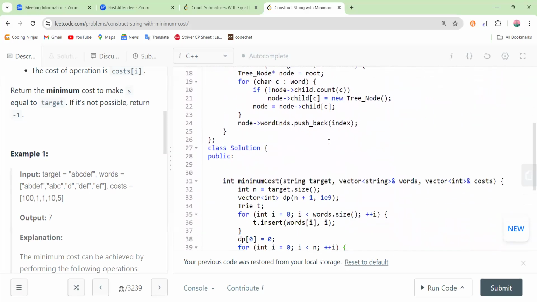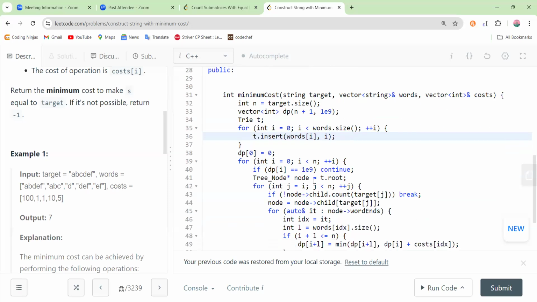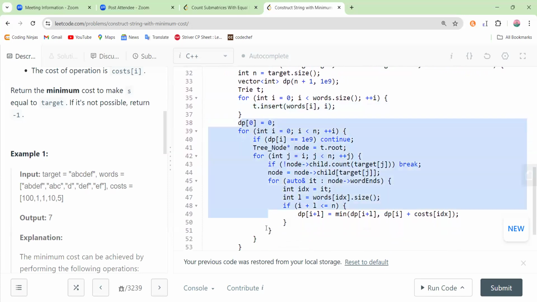The major topics of focus for this particular question were tries, with a slight modification of tries where we are inserting the indexes, so that we know that if a word is ending, which particular word is ending, that is, what's the cost of using that word. Okay, and then DP for sure for exploring all the possible options.